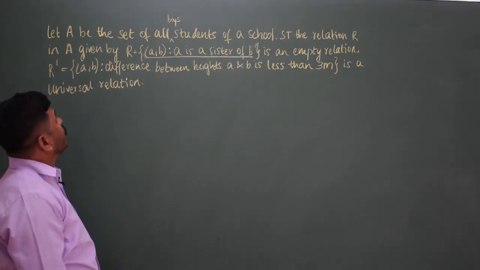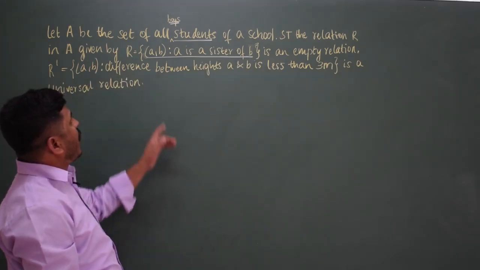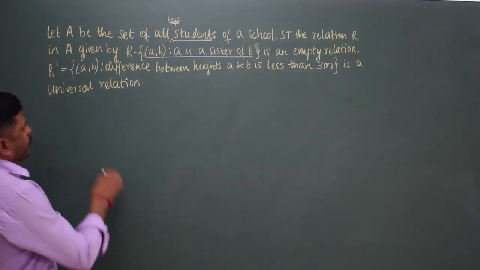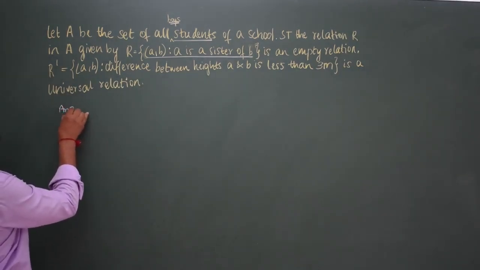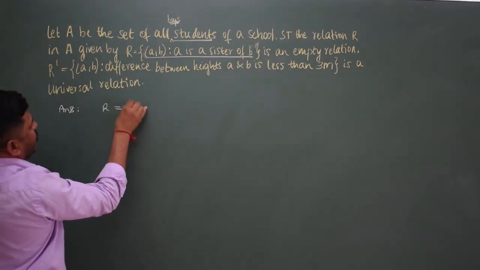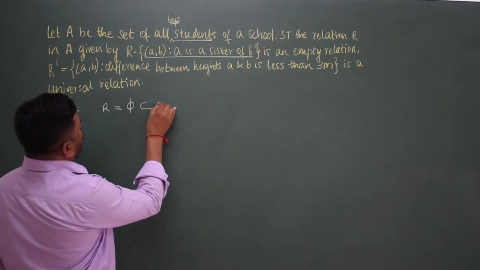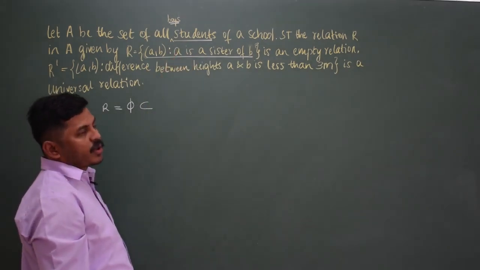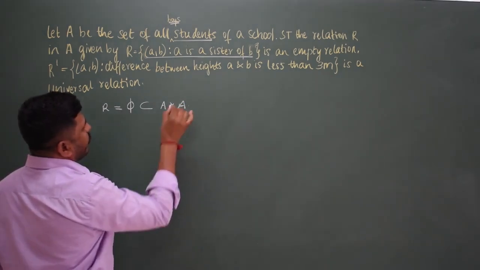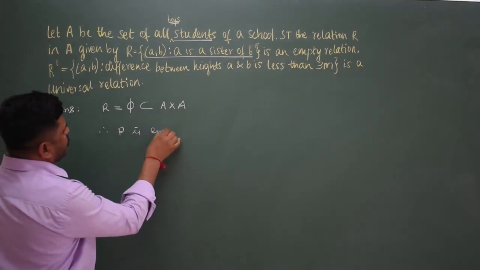Now, what is the set? Set of all boys students. There, A is a sister of B. Is it possible? It's not possible. That is, R is an empty relation. Is the empty relation a subset of A cross A? Is it a subset of A cross A? Therefore, R is an empty relation.